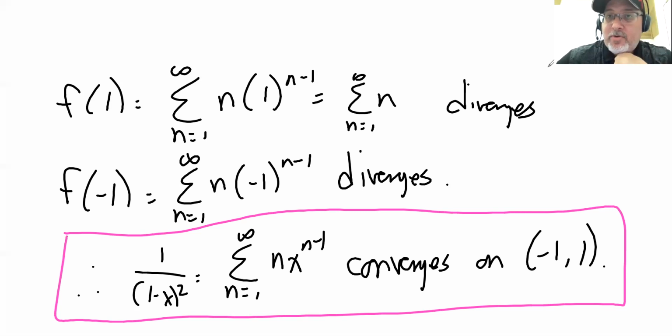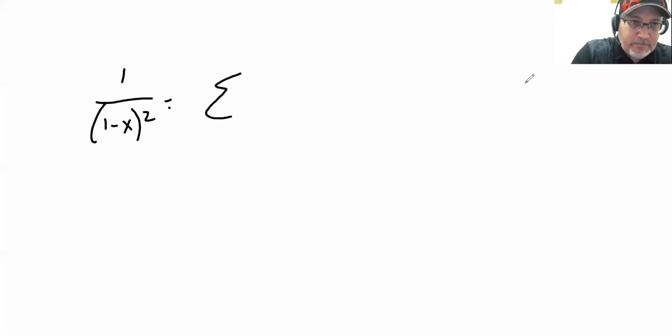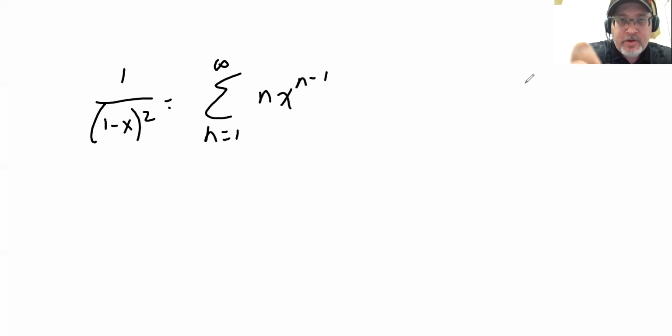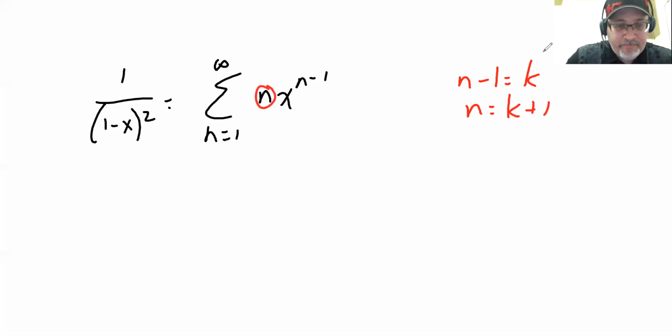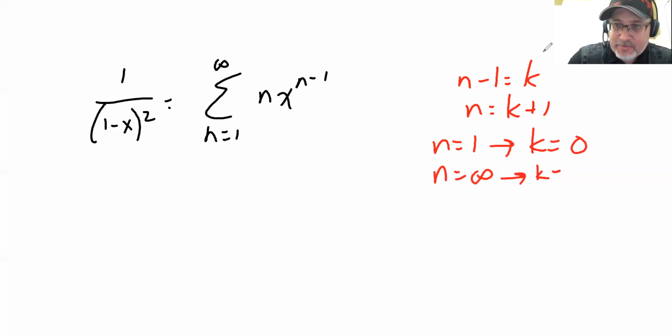I do want to show you one more thing real quick. And again, this isn't super necessary, but depending upon where you go after this class, especially if you're going to engineering and physics, you may run across some professors who are more nitpicky about these things. Can we make this a single letter? Yes, we can. We can do a substitution. We can say n minus 1 equals k, which means n is equal to k plus 1. And n equals 1 implies that k equals 0. n equals infinity implies that k is equal to infinity.